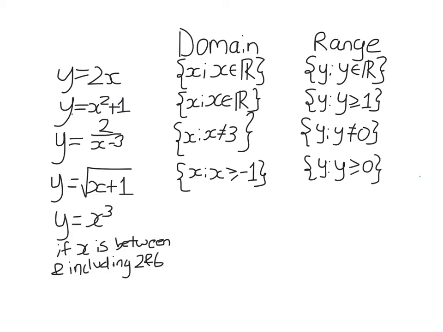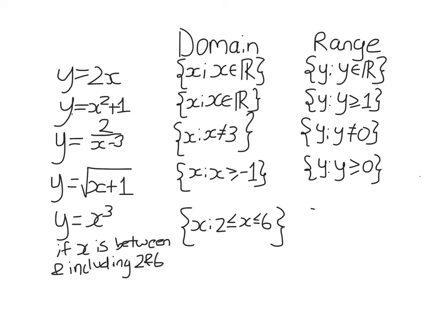For this last example, we have y equals x cubed, but we're told x is between and including 2 and 6, so we're restricting the domain. So to write the domain, we again need our squiggly brackets. Simply need to write in this information. So x such that x is between and including 2 and 6. So we include the values of 2 and 6 because of this less than or equal to sign.